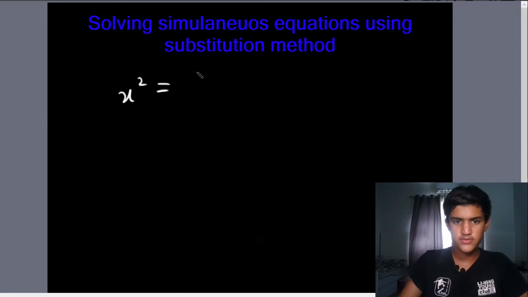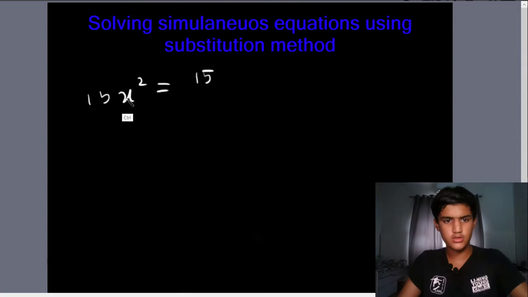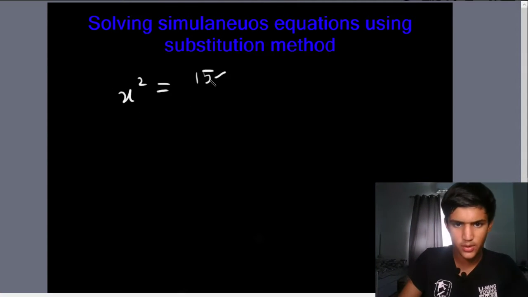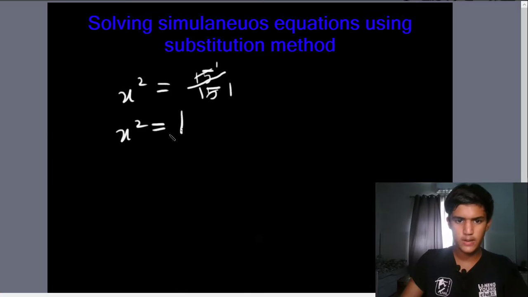So it was 15 multiplying with x squared here. So we're going to take it to the other side of the equation and divide it by 15. 15 ones are 15, so x squared is equal to 1.